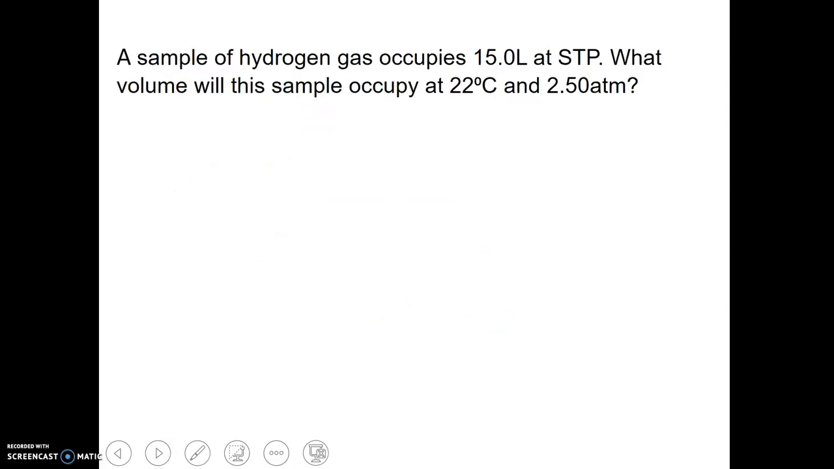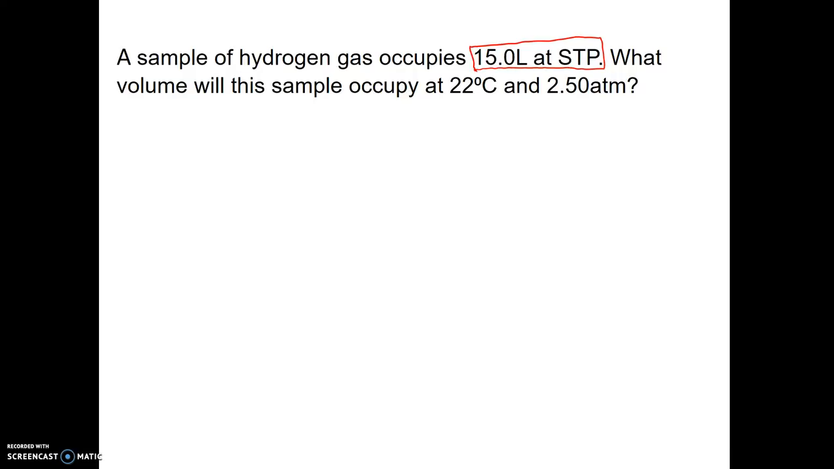So our next question, a sample of hydrogen gas occupies 15 liters at STP. What volume will the sample occupy at 22 degrees Celsius and 2.5 atm? And so one of the things that is kind of avoided in this question is the fact that it doesn't give us a value for the number of moles. But since we know that it occupies 15 liters at STP, we can solve for our number of moles.